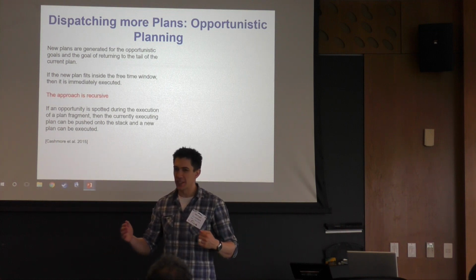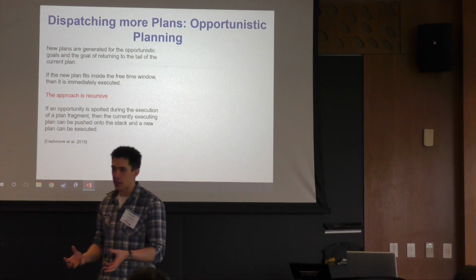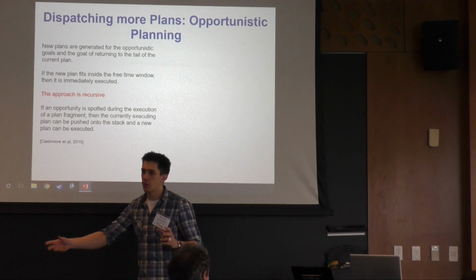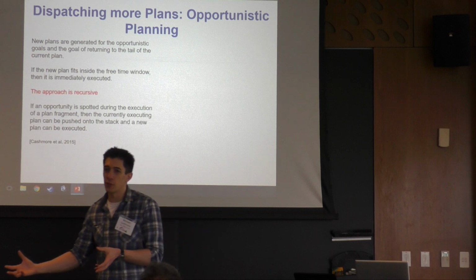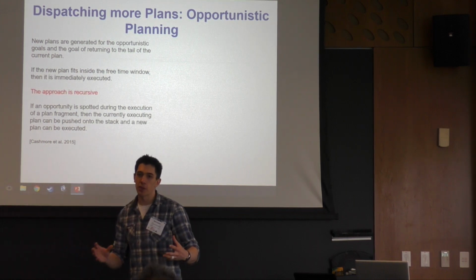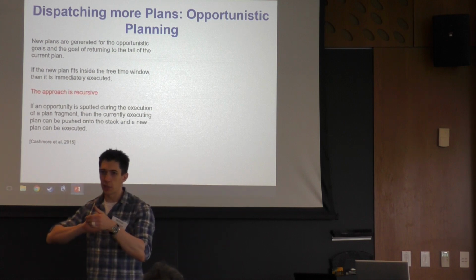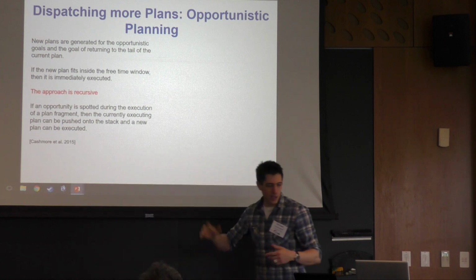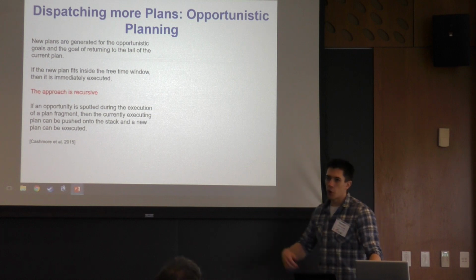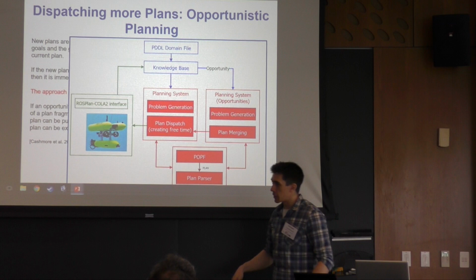The free time window is built up because we took a very conservative estimate of the durations of actions. We assumed that the actions would take in the 95th percentile of the variable time that they normally do. So in reality, when we executed the plan, this free time window built up, and we were able to insert opportunistic plans in the middle. And as Dan said, this approach was recursive. We were able to exploit one opportunity while exploiting another opportunity, and then eventually get back to the main plan.